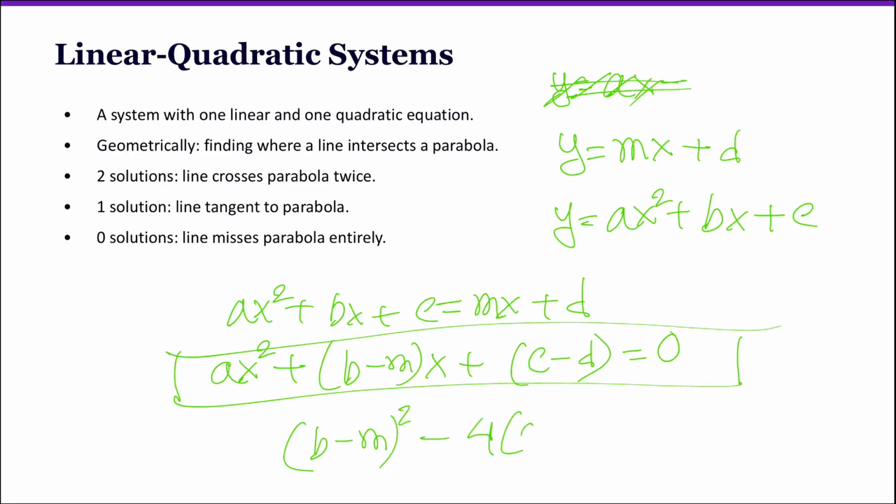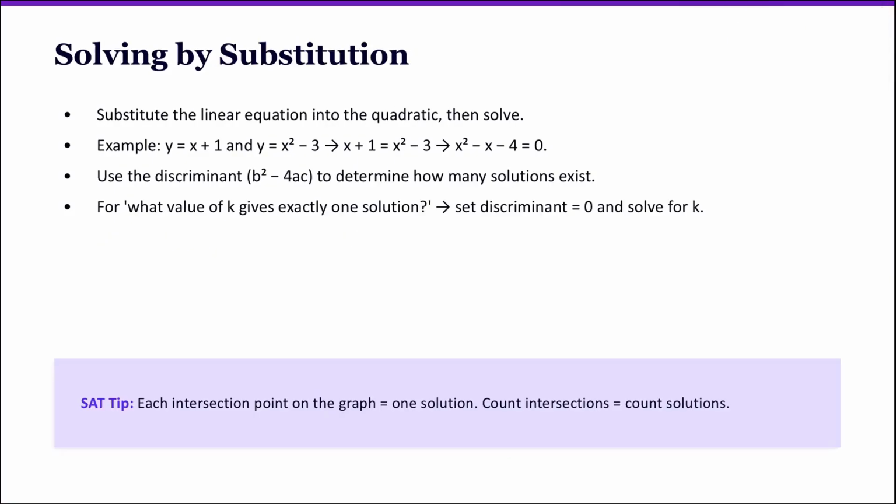So then we can simply apply the discriminant condition and find the value of this discriminant, and that should tell us how many solutions this system must have. So that's the method right here. You substitute the linear equation into the quadratic. If you have y is equal to x plus 1 and y is equal to x squared minus 3, you substitute x plus 1 for y, and then you get the equivalent quadratic equation.